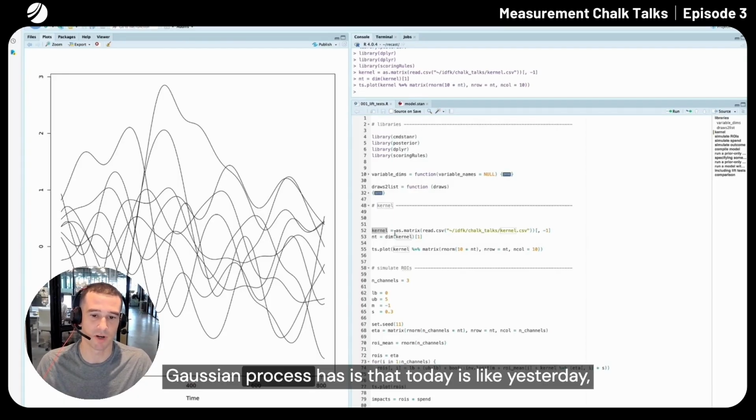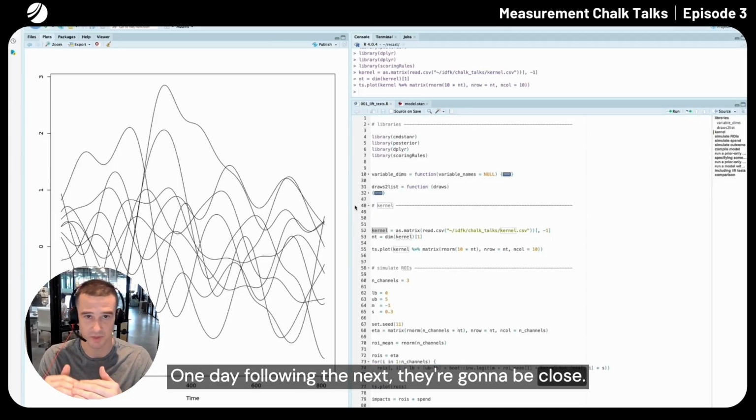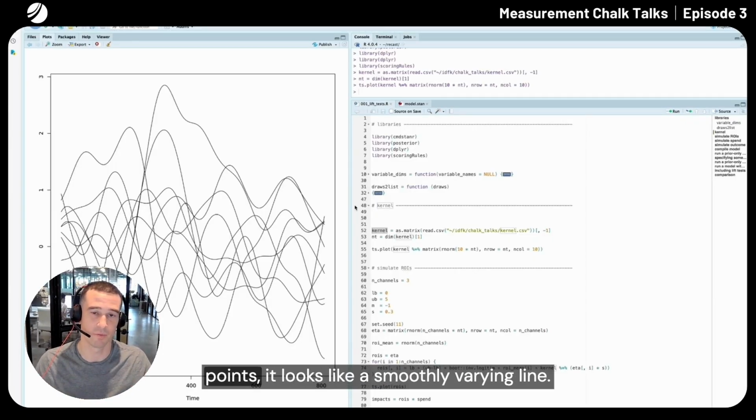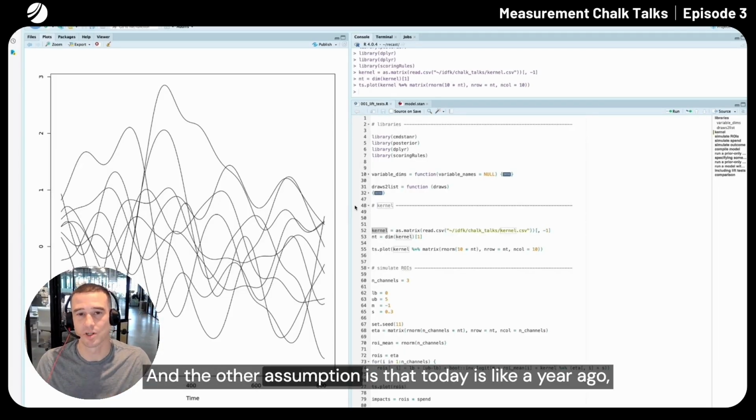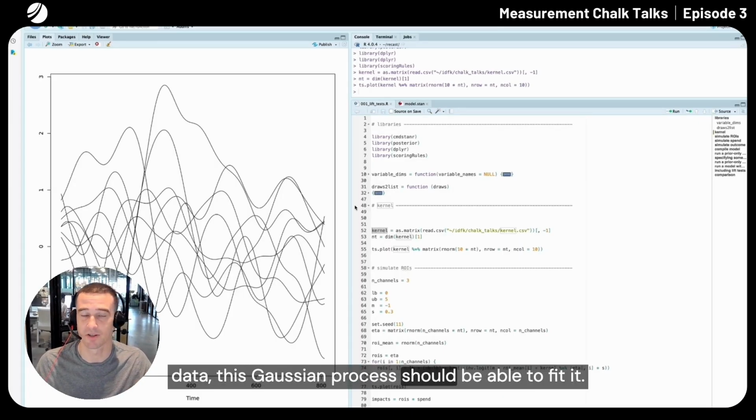Our Gaussian process assumes that today is like yesterday, which means the data we generate is going to be smooth, right? One day following the next, they're going to be close. So when you draw a line through all the points, it looks like a smoothly varying line. And the other assumption is that today is like a year ago, meaning that if there is a seasonal pattern in the data, this Gaussian process should be able to fit it.